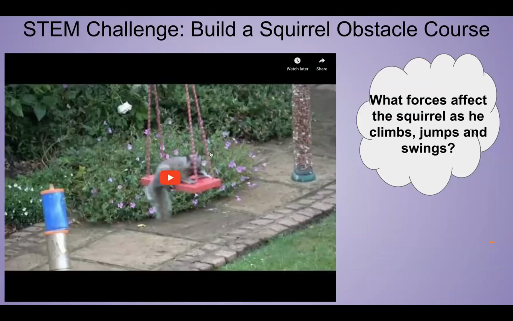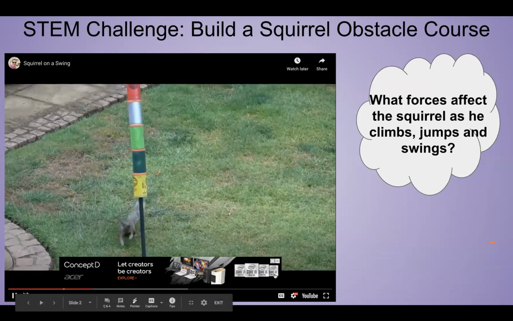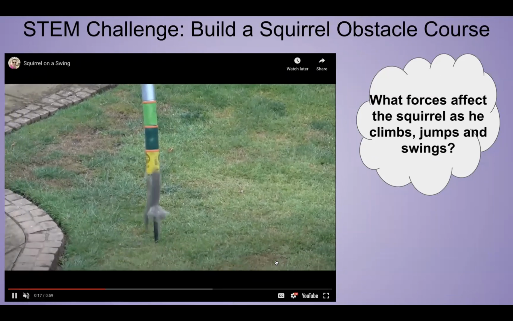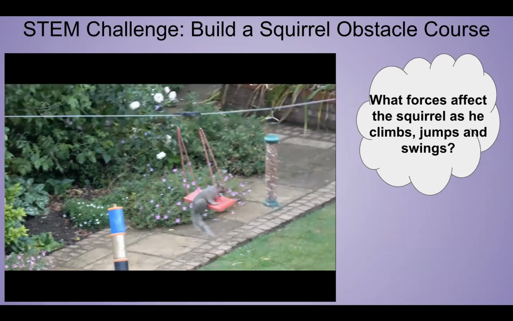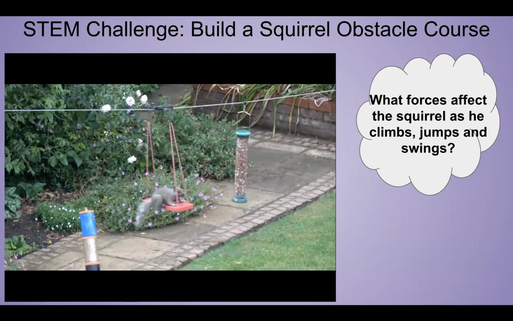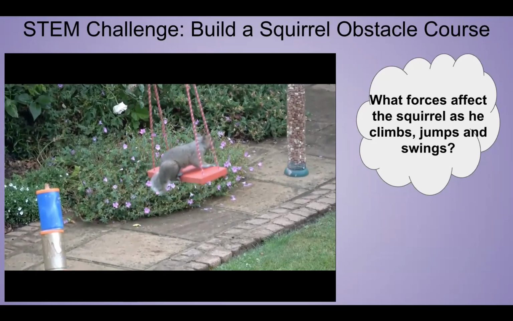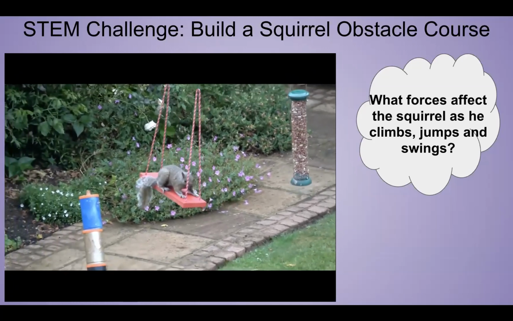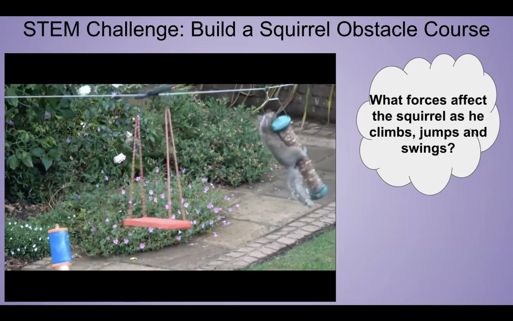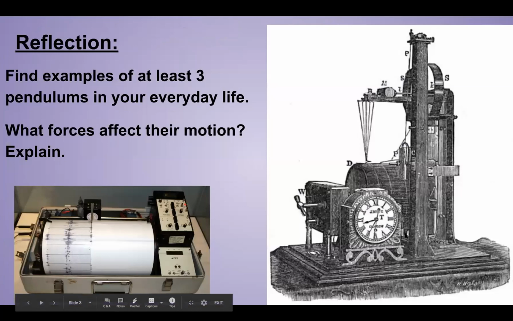And then here's a video of a squirrel on a homemade obstacle course. Something that you could do at school or at home for a STEM challenge is create your own obstacle course. The tower that the squirrel is climbing on is just made out of soup cans. You can make your own swing using sticks or boards and yarn. And you can observe how squirrels and other wildlife use that obstacle and think about what forces affect them as they're moving around it. I like to watch wildlife.